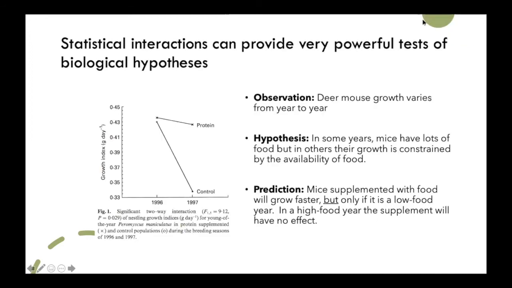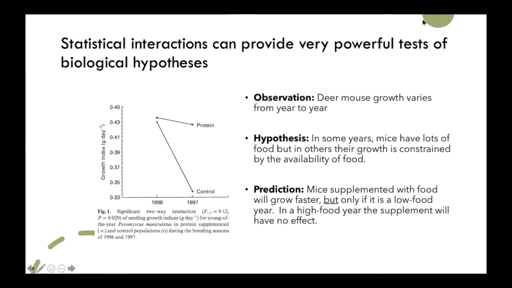Now, statistical interactions can provide us with really powerful tests of biological hypotheses. If you remember that as a master's student, I was interested in the potential for dietary protein to constrain reproduction and growth of young mice.